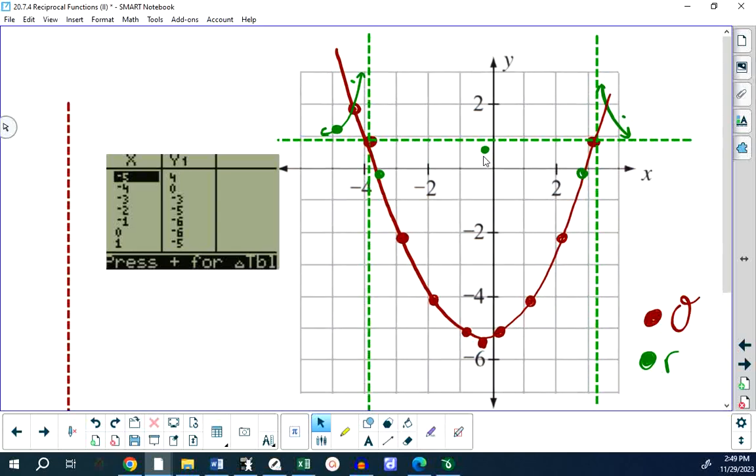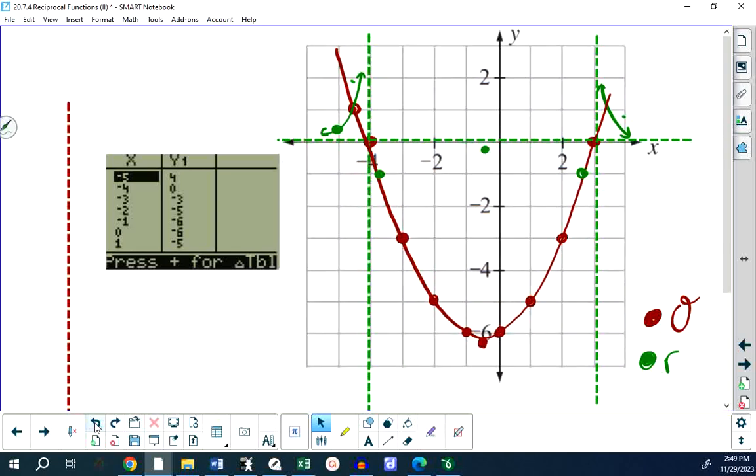I wouldn't, if I were you, draw anything lower than what I've just drawn. Don't try to draw it all the way along the asymptote. You're just putting a little arrow there to indicate it goes in that direction. And then you can do that.